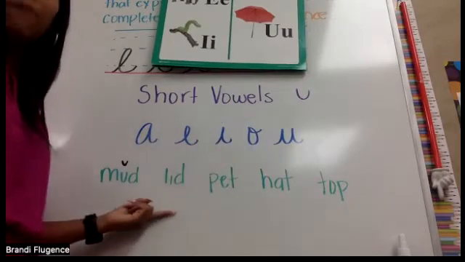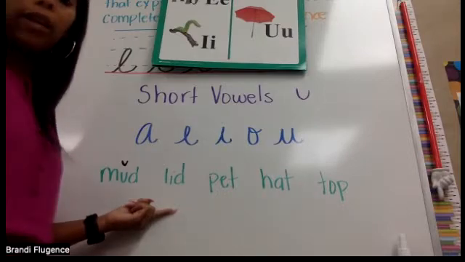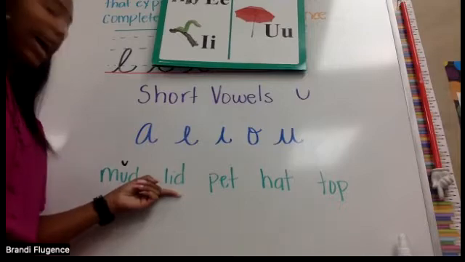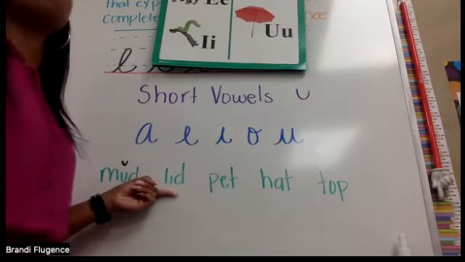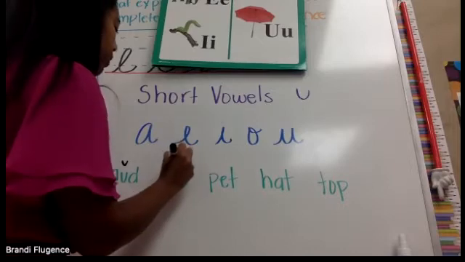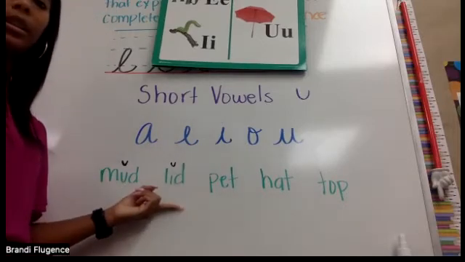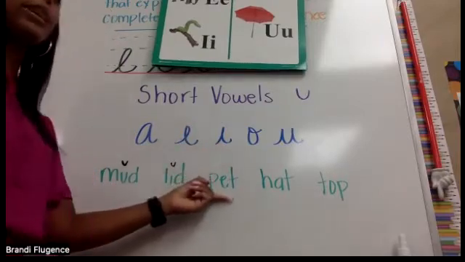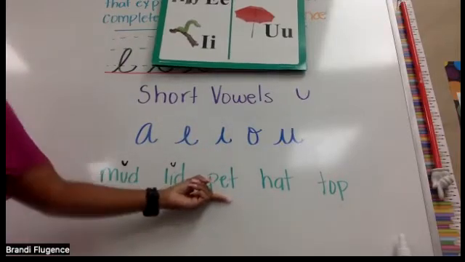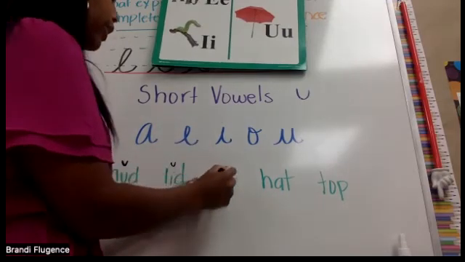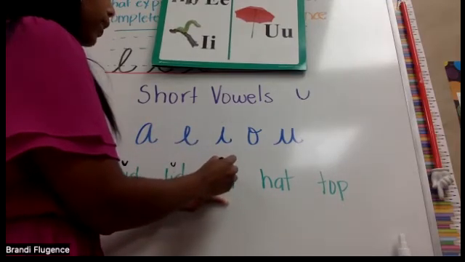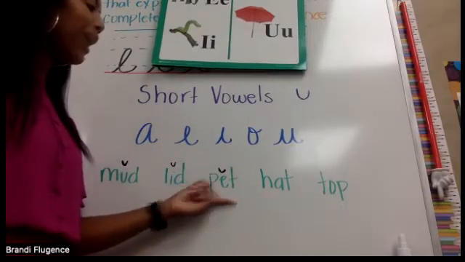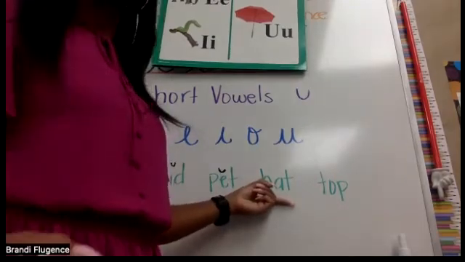Next one. Anybody can identify my vowel? Okay, go ahead, Dennis. What's the vowel? I. And how do I mark it? With a smiley face. Good. And what's the word? Lid. Good. Next one. What's my vowel? Faith? E. How do I mark it? Smiley face. E. What's the word? Pet.